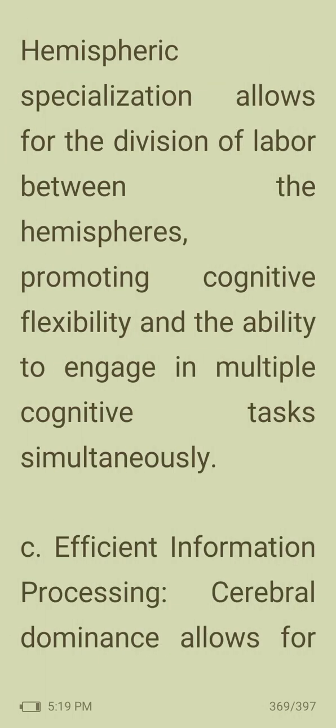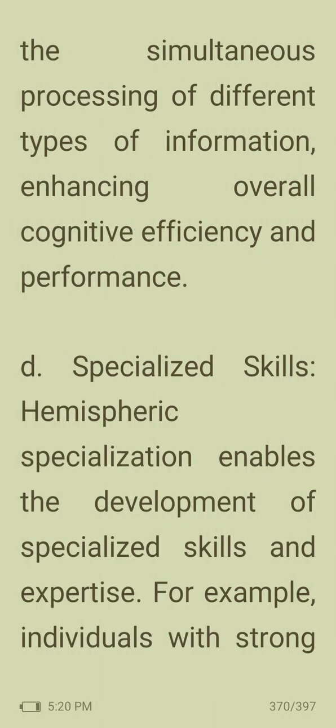Hemispheric specialization allows for the division of labor between the hemispheres, promoting cognitive flexibility and the ability to engage in multiple cognitive tasks simultaneously. Then, efficient information processing. Cerebral dominance allows for the simultaneous processing of different types of information, enhancing overall cognitive efficiency and performance. Then, specialized skills. Hemispheric specialization enables the development of specialized skills and experiences.